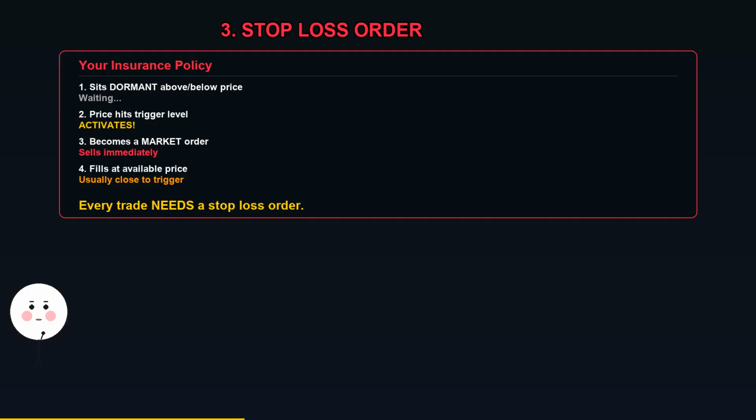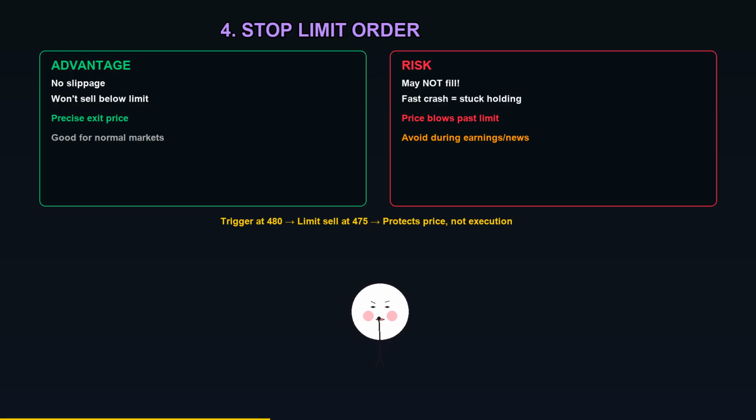It sells at whatever price is available, usually very close to 480. But in a fast crash, you might get filled at 475 or lower. This is your insurance policy. Every trade needs one. Order type 4, the stop limit order. Similar to stop loss, but with one important difference. When the trigger is hit, it becomes a limit order instead of a market order.